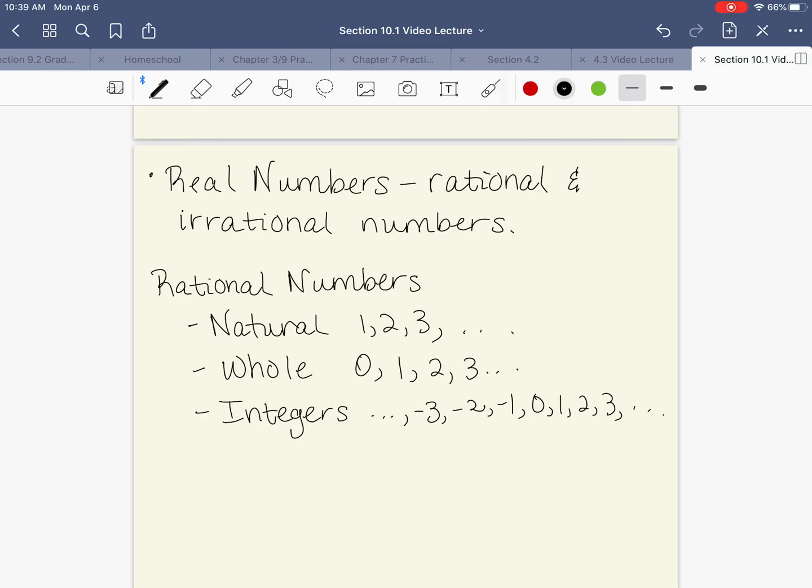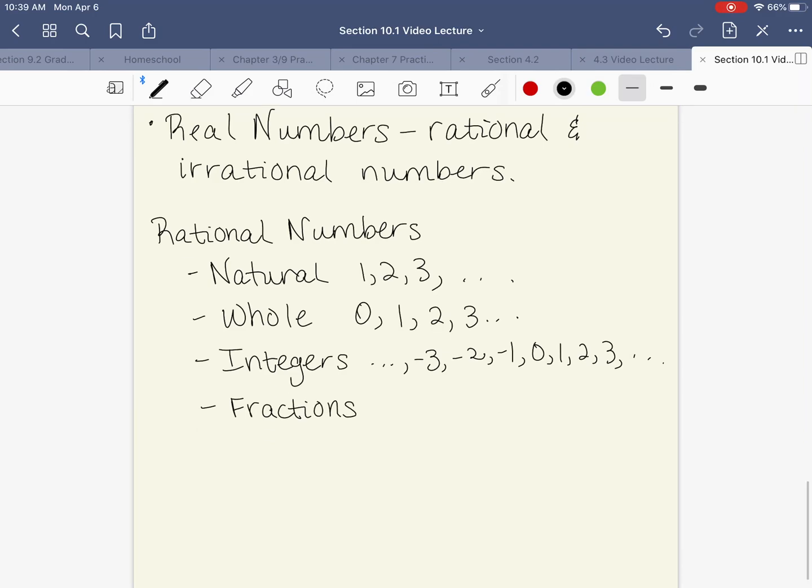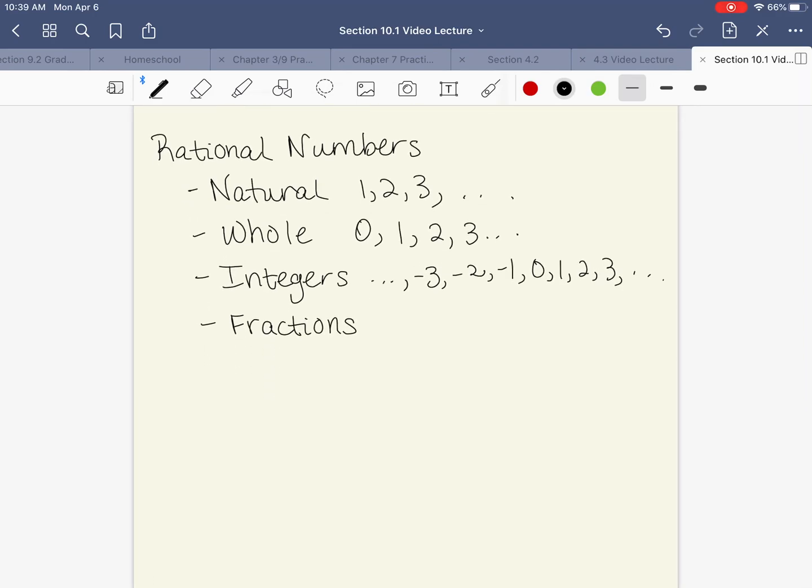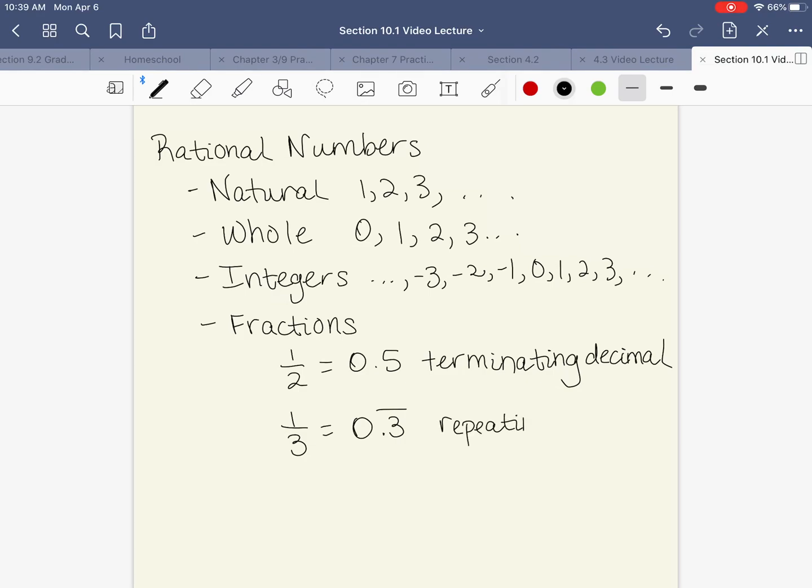And it also includes fractions, anything that you can write as a fraction. So, for example, 1/2 is the same as 0.5, and that is a terminating decimal, so you can also include those in rational numbers. Or something like 1/3, which is 0.33333 repeating decimal. So those are also included in rational numbers.